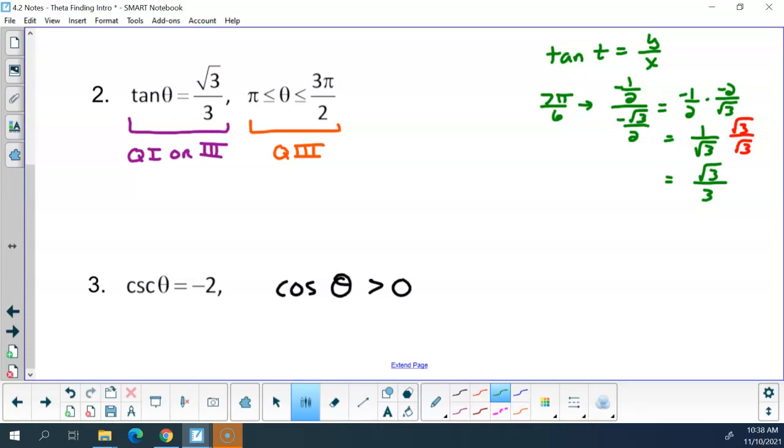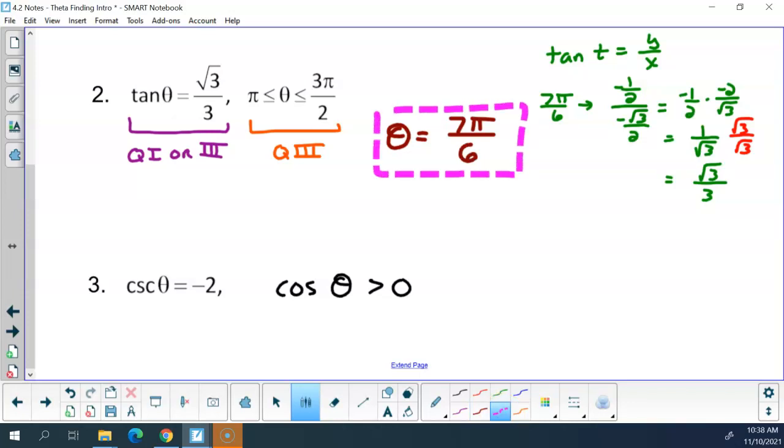Had it not been this one, then we would have gone to 4 pi over 3. Okay? So theta here is 7 pi over 6. Yes? Okay.